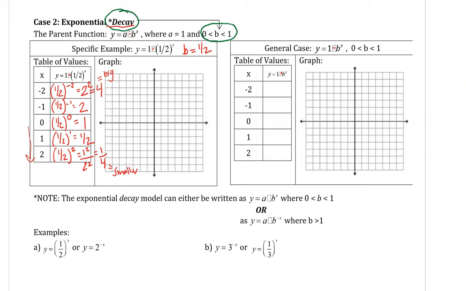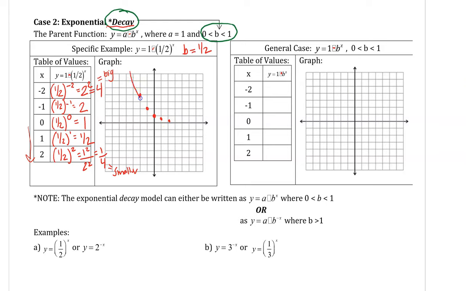But let's plot these numbers out. So when x was -2, y was 4. When x was -1, y was 2. Of course, when x is 0, y is 1, because base to the 0 power is always 1, no matter what the base is. When x was 1, y was 1/2. And when x was 2, y was 1/4.